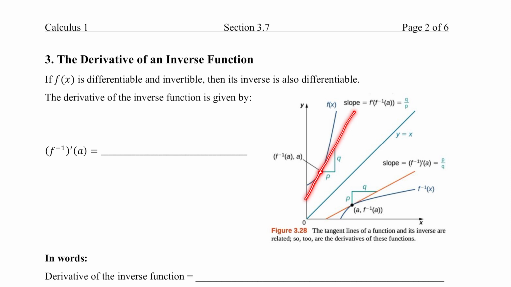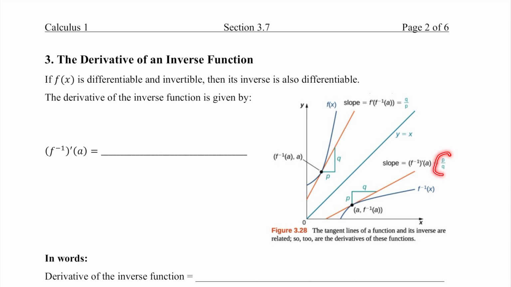The slope of the tangent line is q over p. So the slope, which is the derivative at that point, is q over p. This is the tangent line of the inverse function at this point, and the slope is p over q. So the slope, which is the derivative of the inverse function at that point, is p over q.